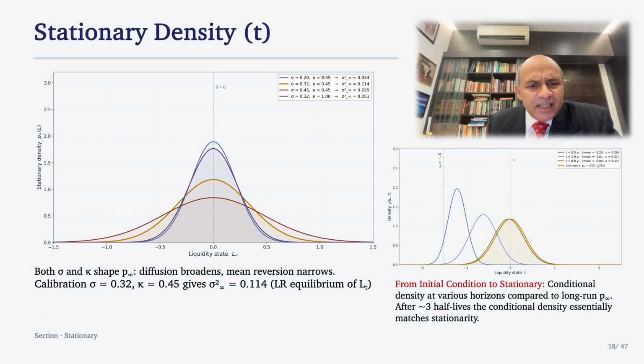The stationary density is Gaussian with mean theta and variance sigma_L squared over 2 kappa. The Bakry-Émery curvature kappa gives the log-Sobolev inequality with constant 2 kappa, hence the hypercontractivity of the OU semigroup. And you can see over time, from the initial condition to stationarity, the conditional density at various horizons.